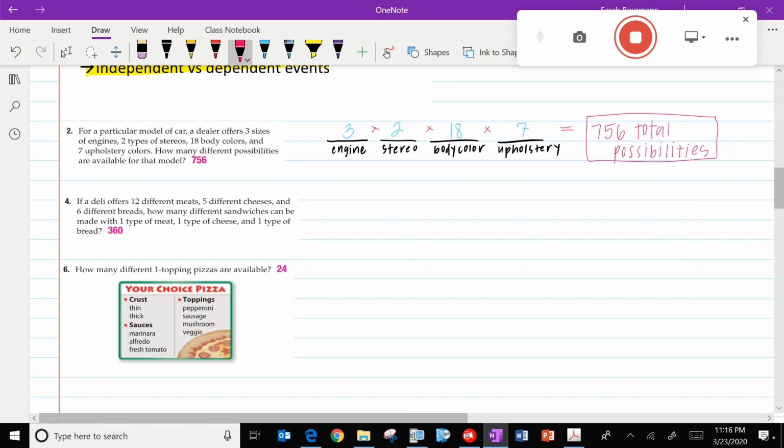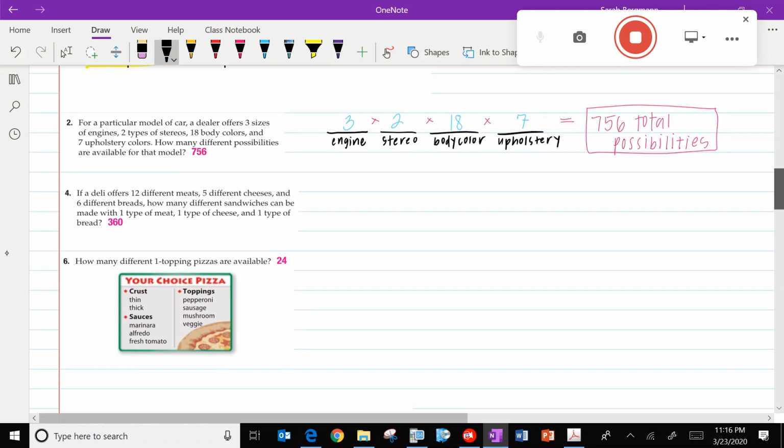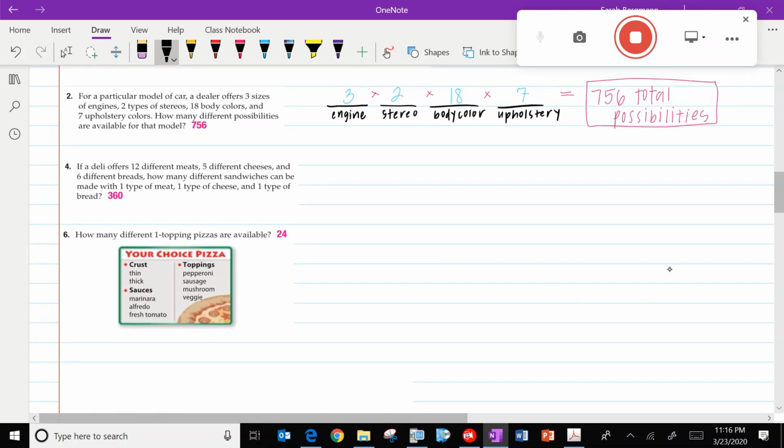Okay, let's try another one. So this is a really common problem for these types of questions. Will often have to do with sandwiches or pizzas or stuff like that. So that should be a clue that you're looking at multiplication principle. So let me show you for this one. Our events we have are choosing a meat, choosing a cheese, choosing bread, and that's all my different events.